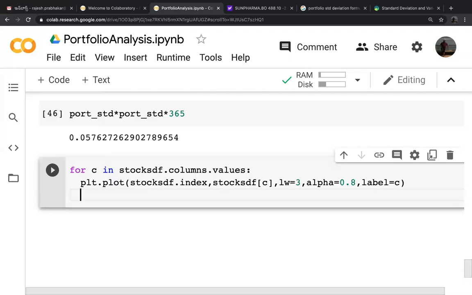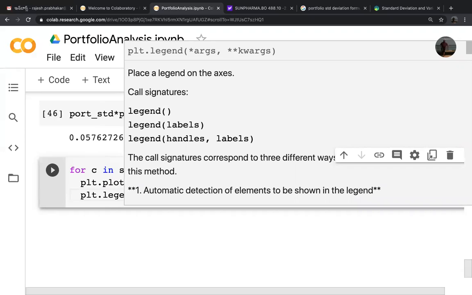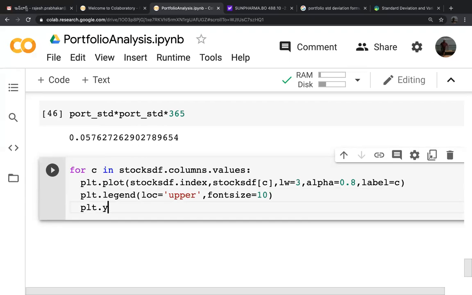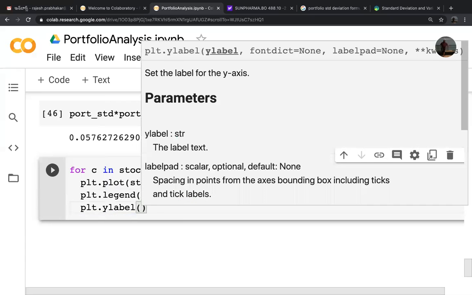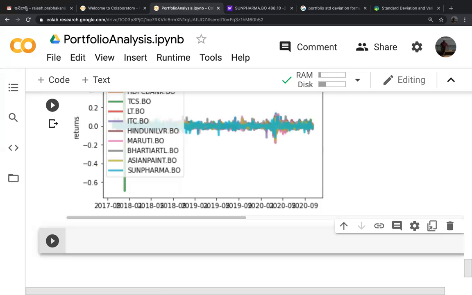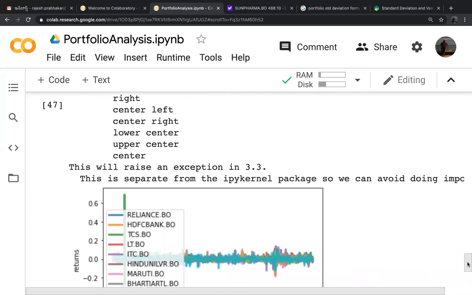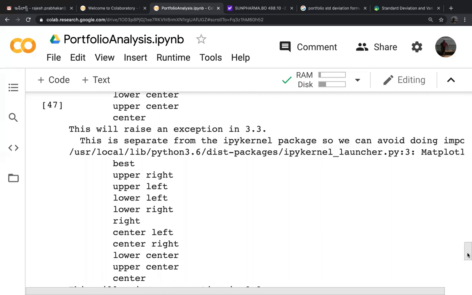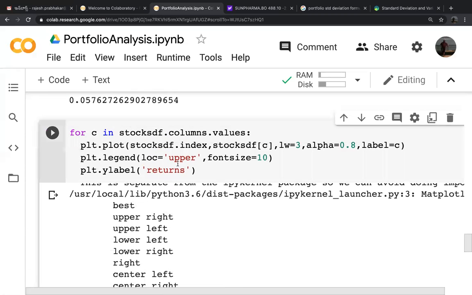Then plt dot legend, location equal to upper, font size equal to 10. plt dot ylabel, returns. We are not able to see the plot completely, so let us say location is equal to best.